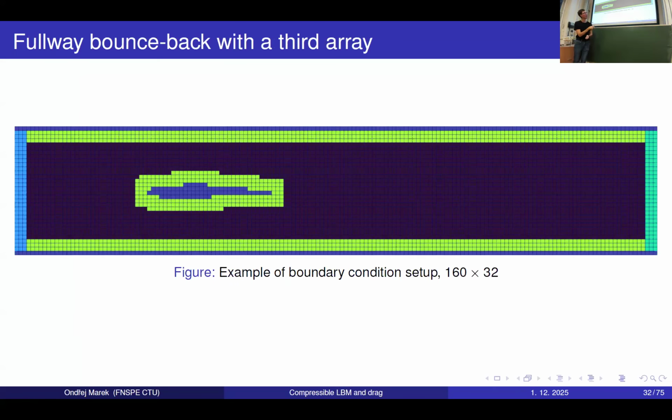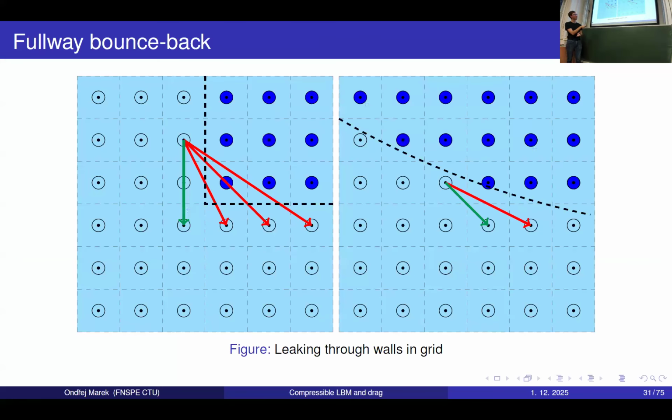Basically, here you can see the setup of the simulation with the inflow and outflow. The blue ones are the inflow. Here is the outflow. The dark blue ones on the top and on the bottom, and in the NACA profile, are the boundary nodes where the distribution functions are flipped, and then these dark ones are the fluid nodes, and these yellow to green ones are the sites where this can happen.